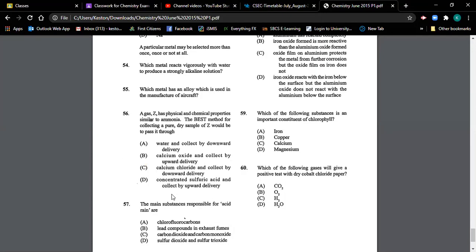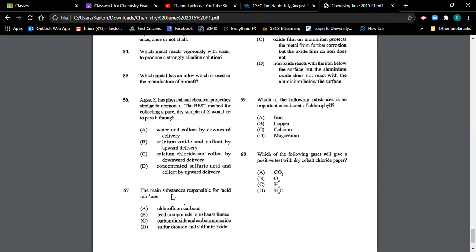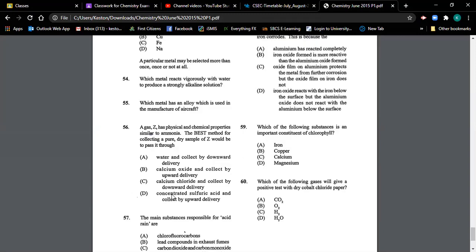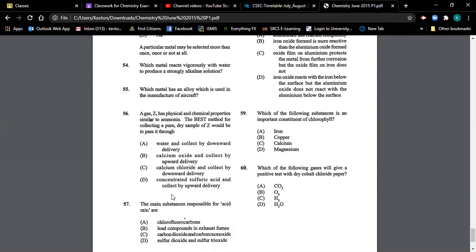57. The main substances responsible for acid rain. What are the main culprits of acid rain? Yep, D, sulfur dioxide and sulfur trioxide. That's good. 57, D.